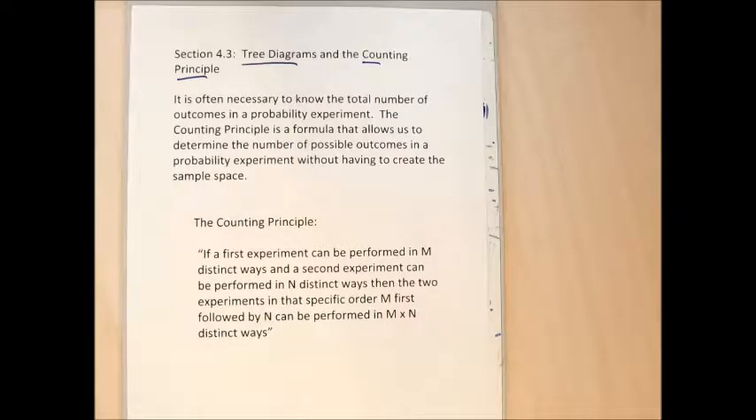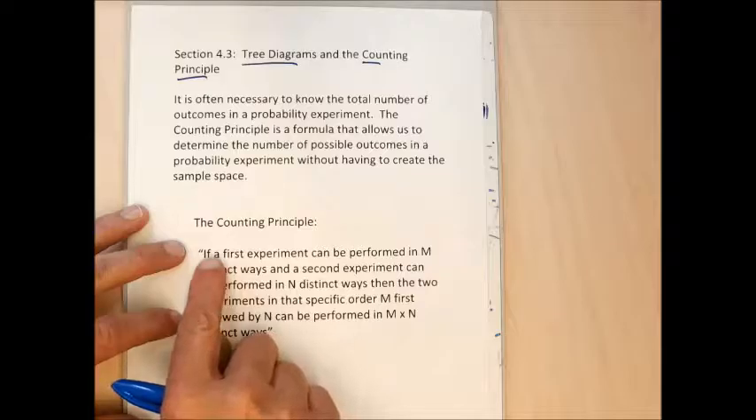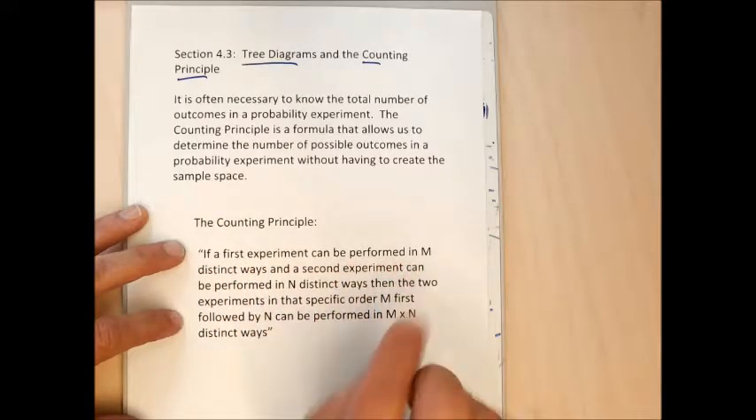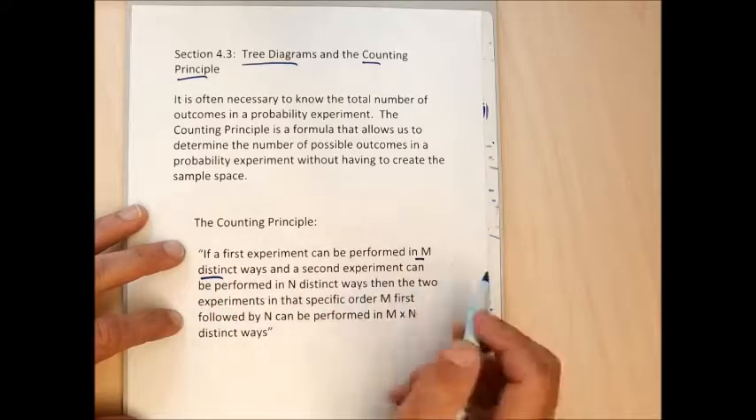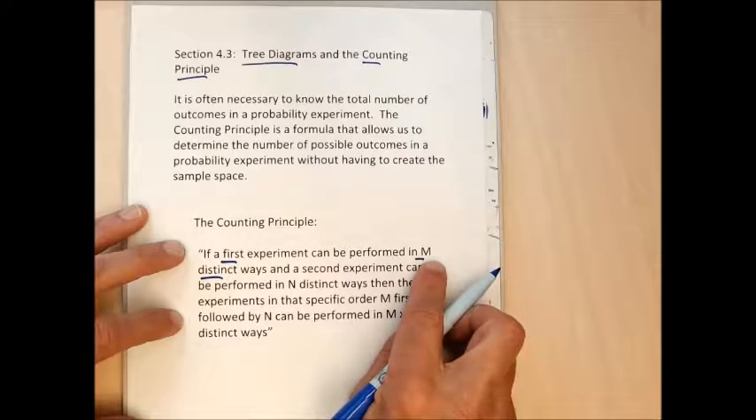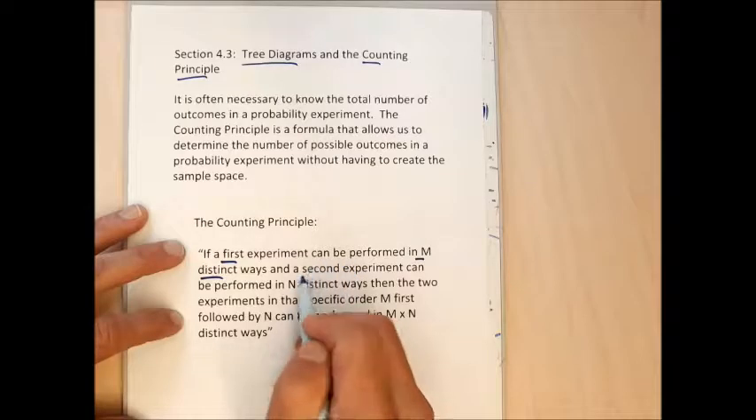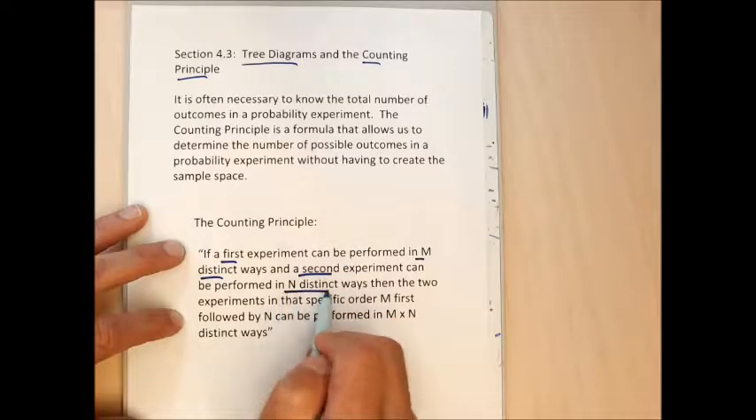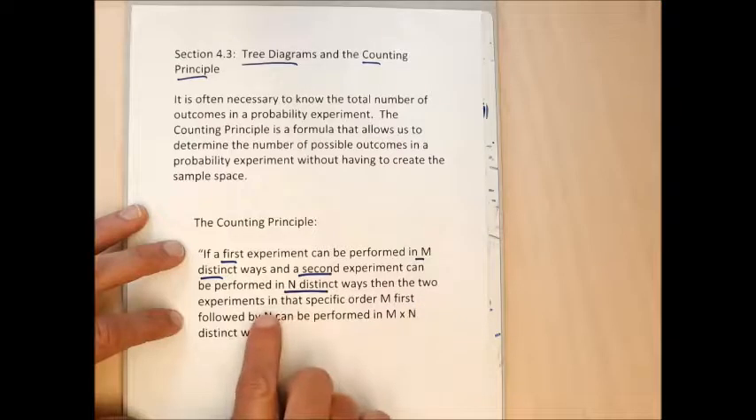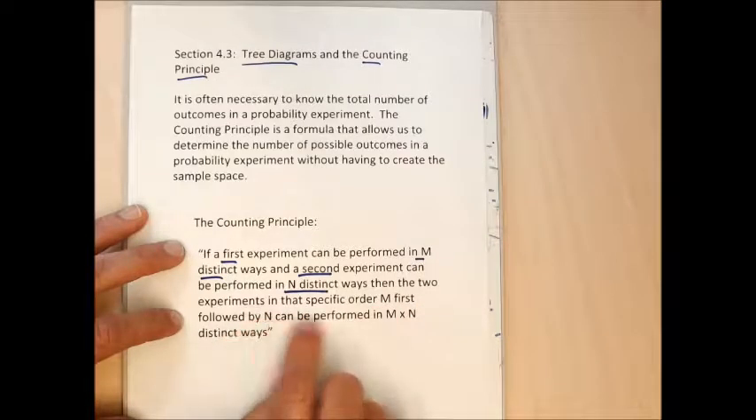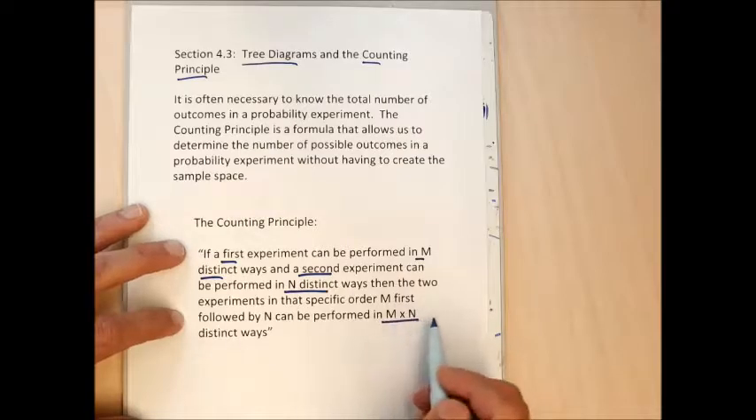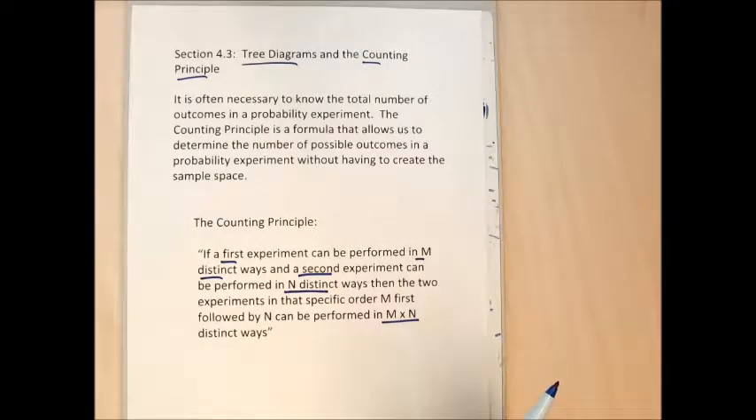And then on the next page, I'll show you what the counting principle is, and I'll try to tie that together to this definition. It says the counting principle: if a first experiment can be performed m distinct ways, and a second experiment can be performed n distinct ways, then the two experiments in that specific order, m first and n second, can be performed m times n distinct ways. That's a mouthful, and it probably doesn't mean anything to somebody that hasn't studied counting or probability before.